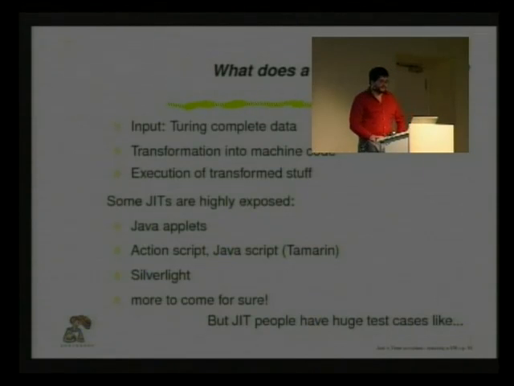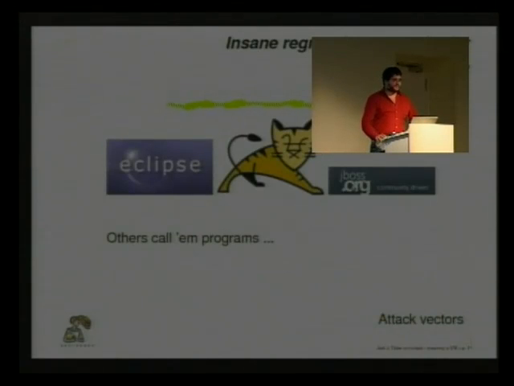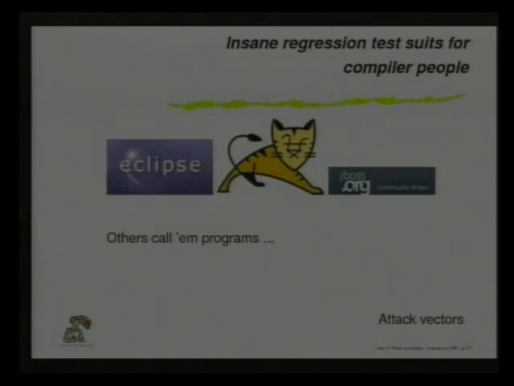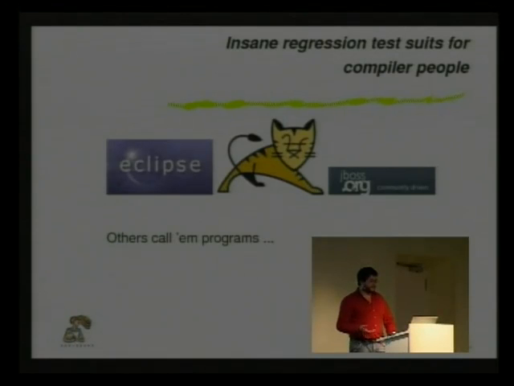But there's a big problem for hackers when they want to exploit such stuff, because just-in-time compiler folks have really huge test cases. You call them programs, we call them test cases. So we have such insanely big test cases like Eclipse, Tomcat, or JBoss, which do many nasty things, and the just-in-time compiler is really almost bug-free when it runs Eclipse. So this is a really big test case. But nonetheless, there are attack vectors.